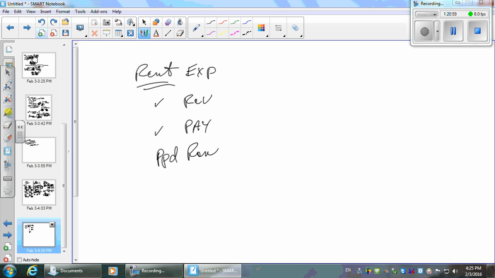True? So over here I've got rent expense, rent revenue, rent payable, and prepaid rent. This one's expense, of course. This one's revenue, of course. This is a liability, of course. And this is an asset. Okay, there's another liability, another asset.